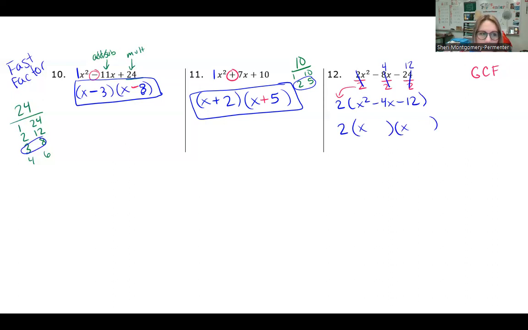So I set it up the same way, and then I go find factors of 12. So 1 and 12, 2 and 6, 3 and 4. Which one can put together to make 4? 2 and 6 will work. So I have to look at my middle term. The middle term is negative, so that means the 6 has to be negative. So if I have -6, would I add or subtract 2 to make -4? To add.